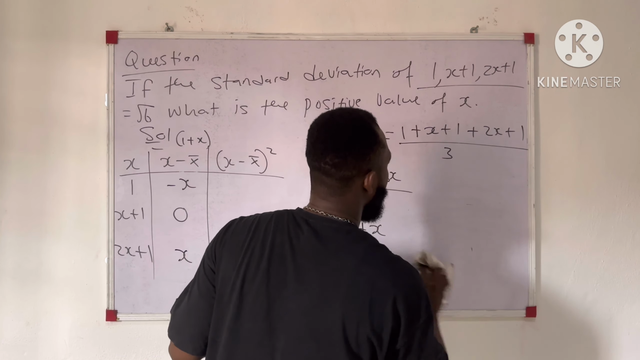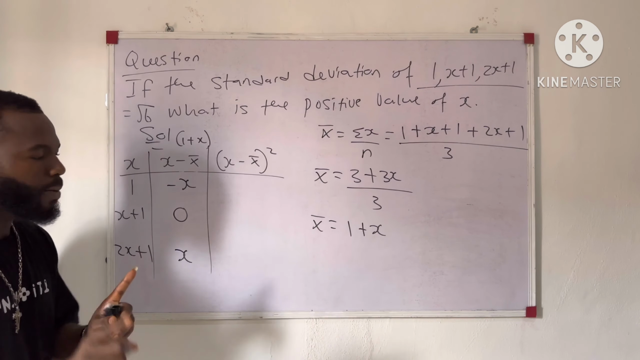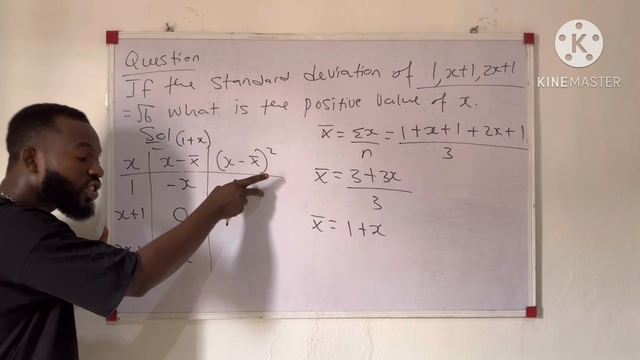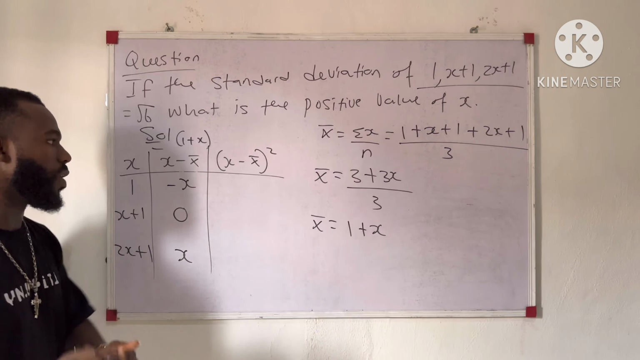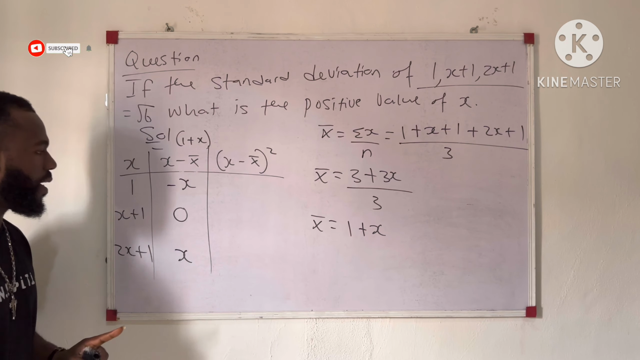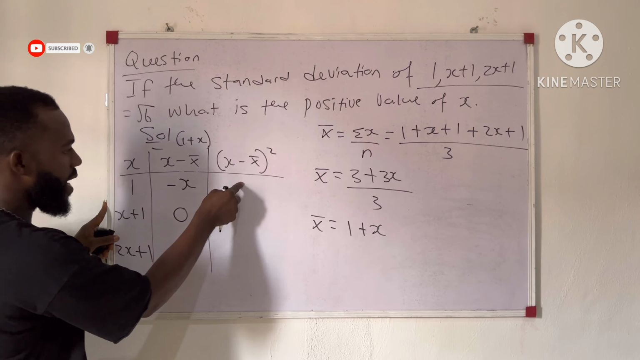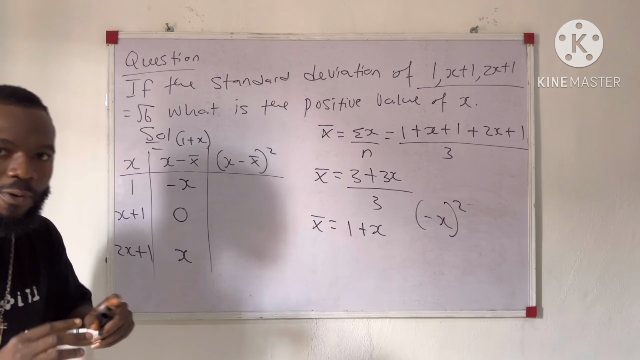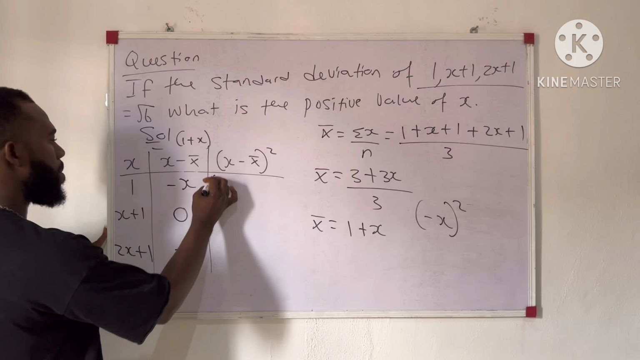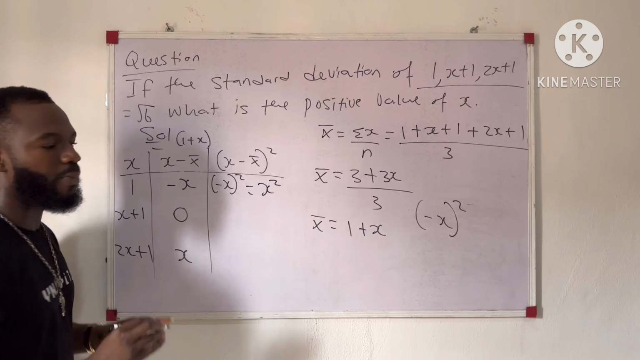Now class, let us continue. Now that I've got to this column, mind you, we are not using this column, we are using this column because the formula for variance carries square. So for us to get this column, we're going to square each answer. So here now becomes minus x raised to the power of 2. Simple as that. So when you say minus x raised to the power of 2, what will it give us? x raised to the power of 2.